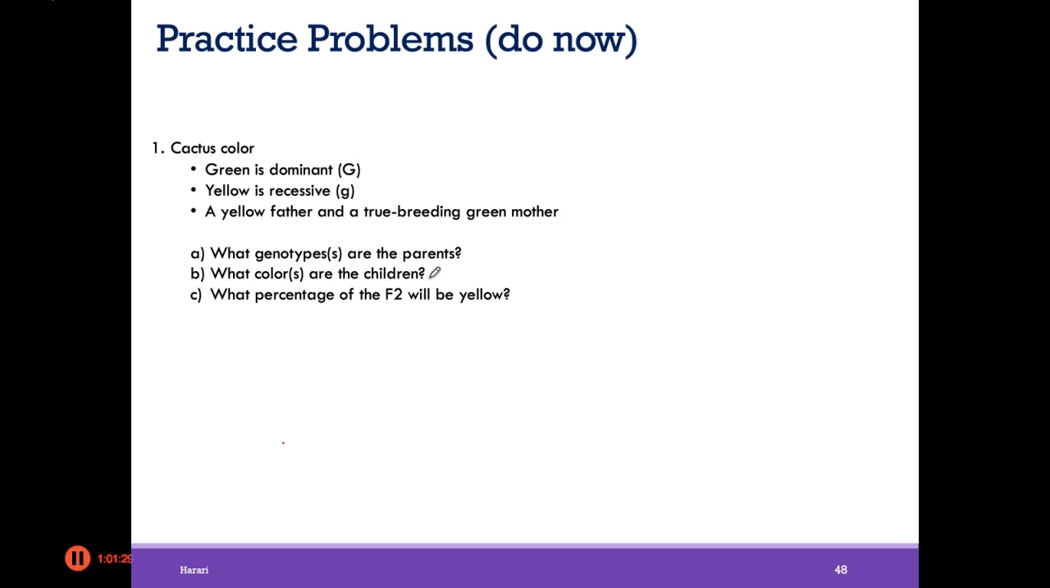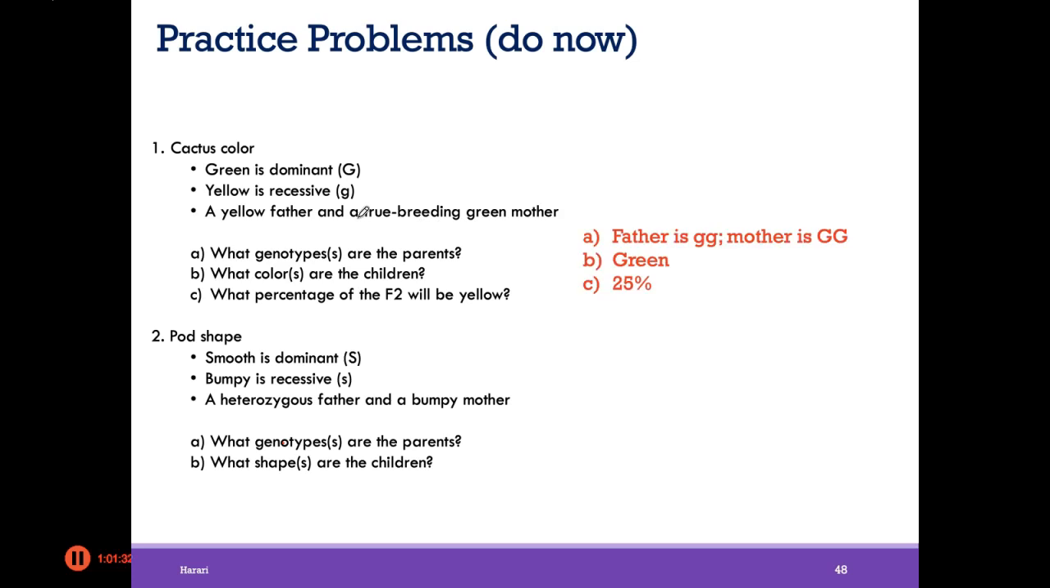What colors are the children? Well, if you have that kind of mating, all of them will be big G, and they'll all be green. And then in that mating, you'll see that 25% will be yellow, little g. And then this question, you should see that there's a smooth father, bumpy mother, and the children will be 50% smooth, 50% bumpy. If these don't make sense, try to go over it yourself first, but then flag it and bring it to recitation when we go over these problems. Recitation is critical for this upcoming quiz because you have to ask your specific questions so you know how to do these genetics problems.